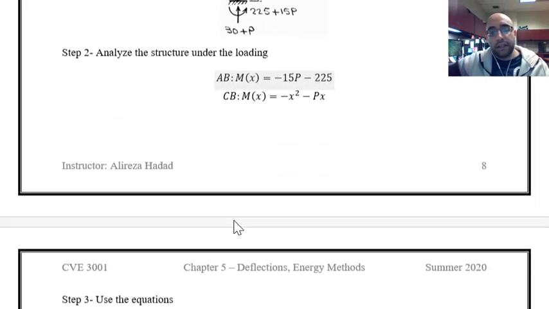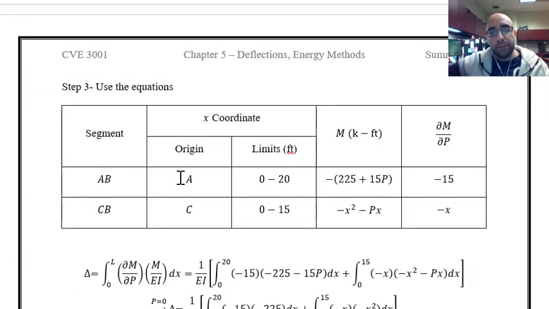So these are the analysis results, and now I have to put them in the table which summarizes all the information that I need for using the methods. We have the information about the different segments in the frame, the equation for bending moment, and this important piece of information, which is the partial derivative of bending moment with respect to that force. Now that I have everything, I can use Castigliano's second theorem and the equation that we had for that.